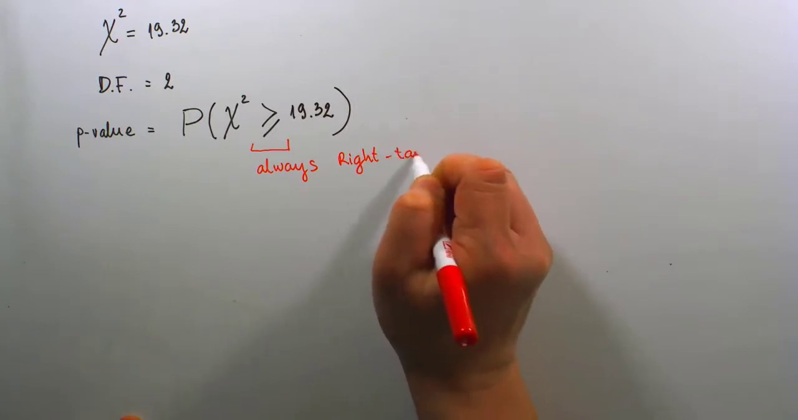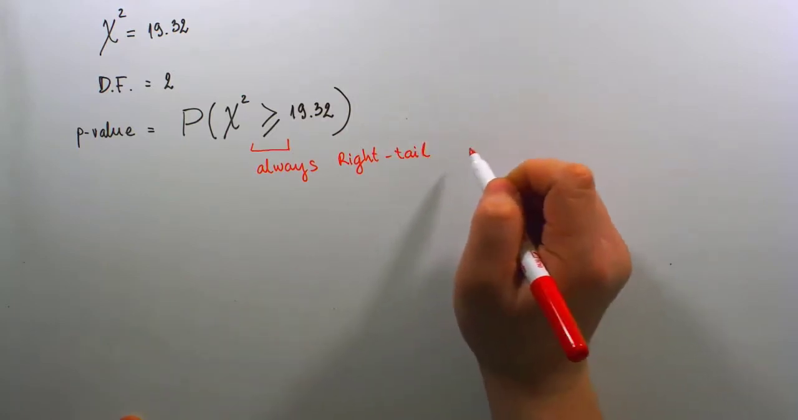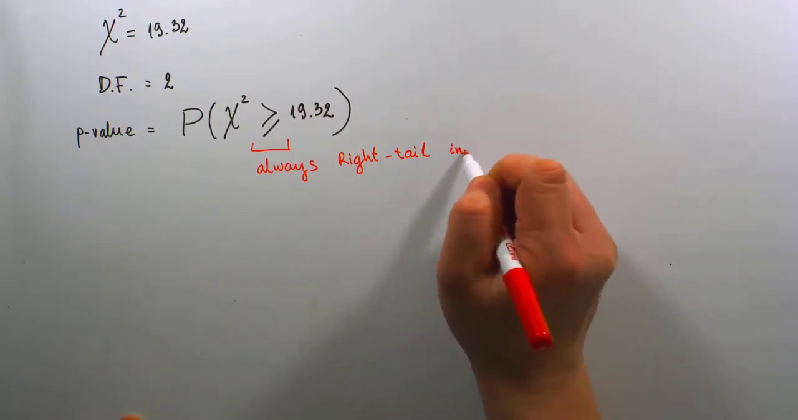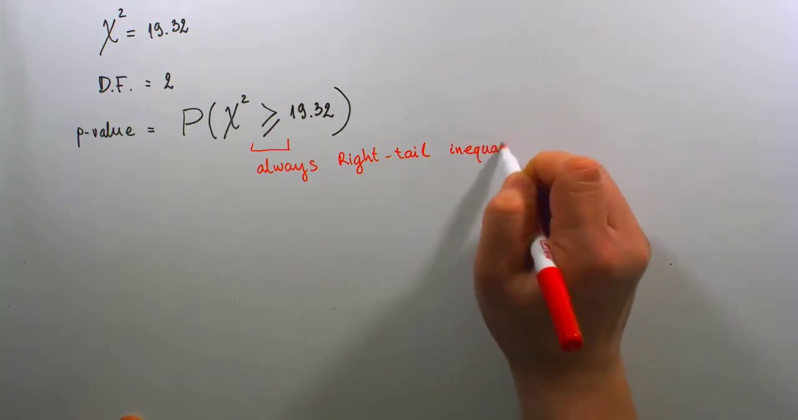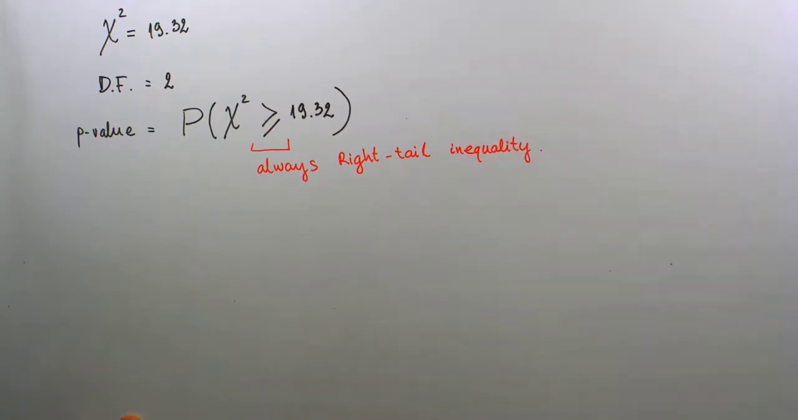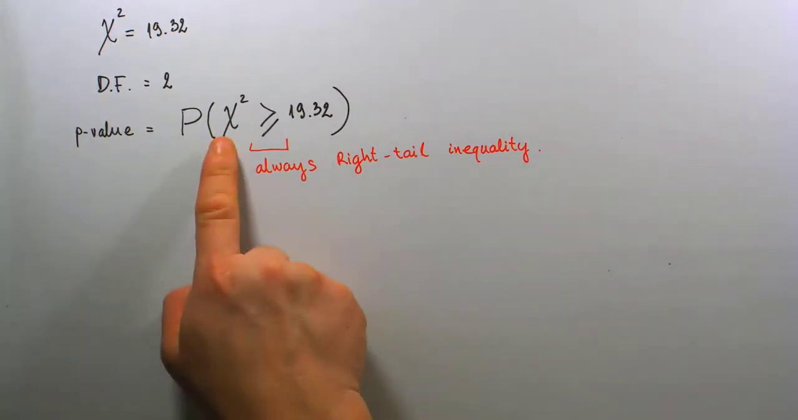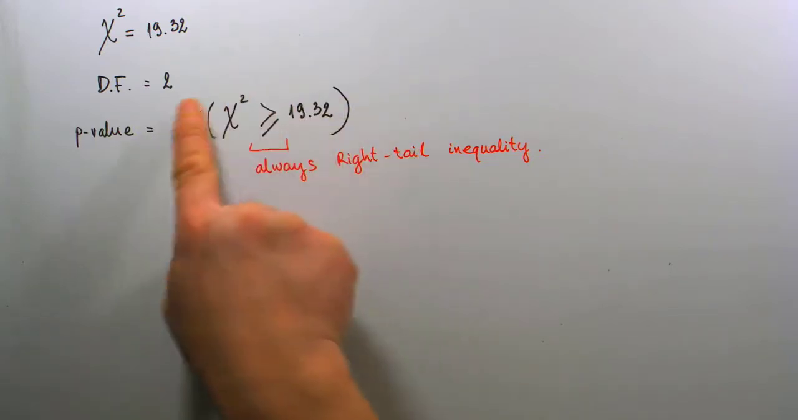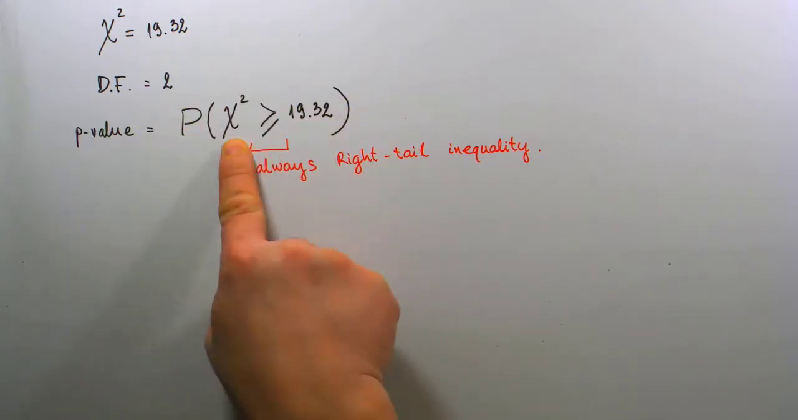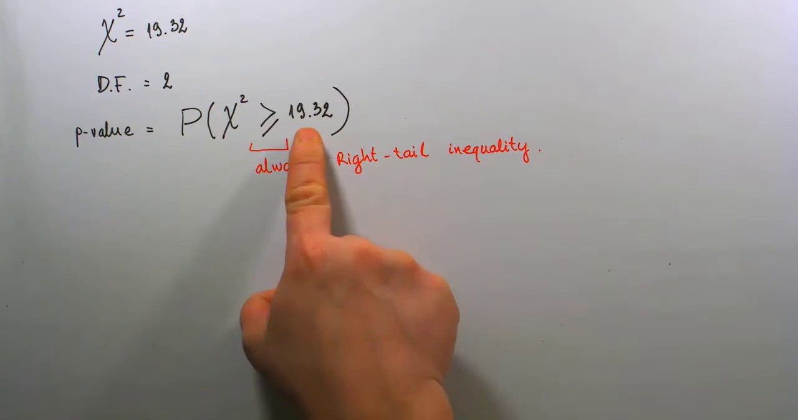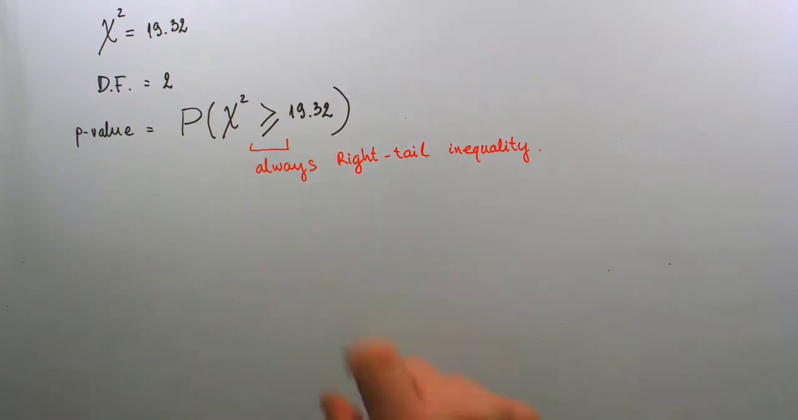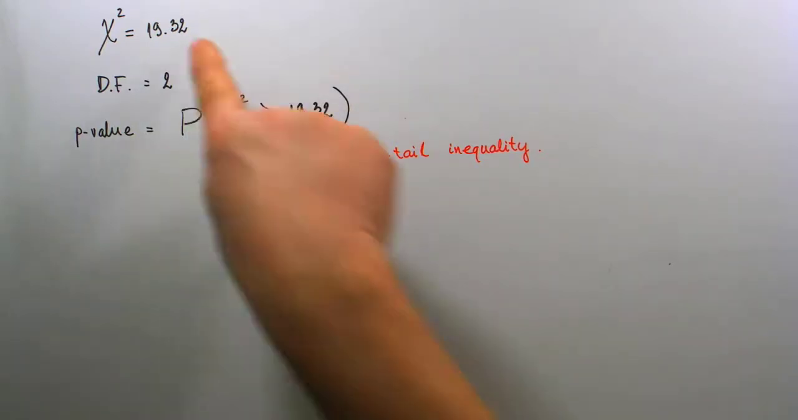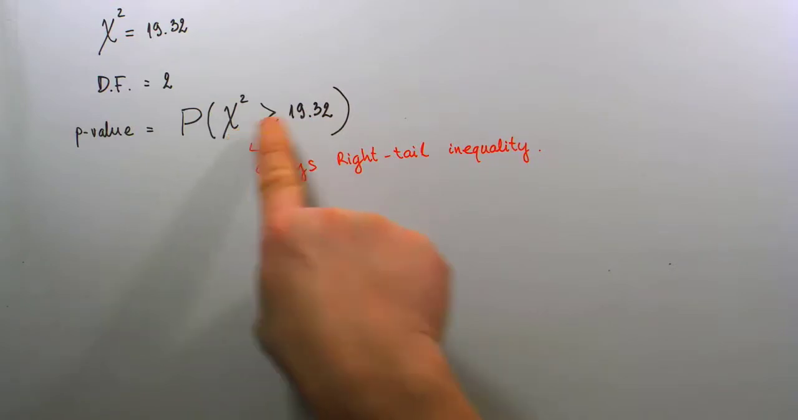It's always a right tail inequality pointing to the right hand side. Right, so that is something to know. And so to calculate this p-value, or primarily to calculate this probability where we find a chi-square value greater than or equal to 19.32.